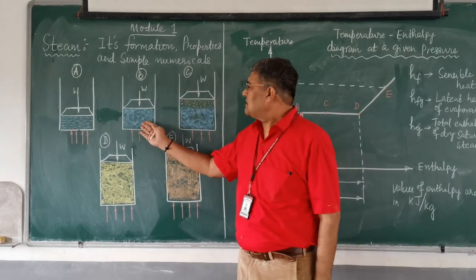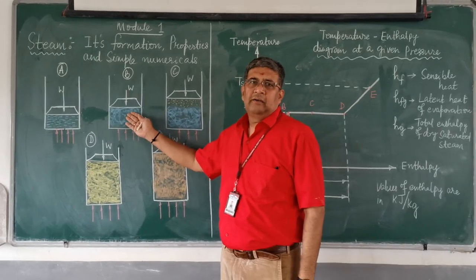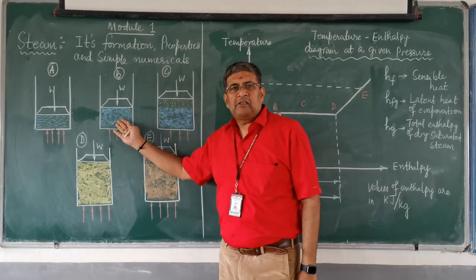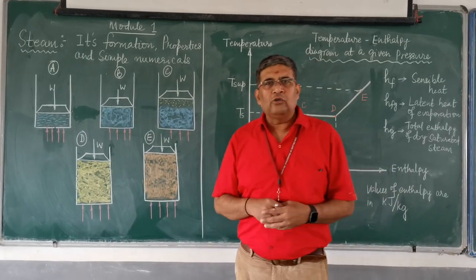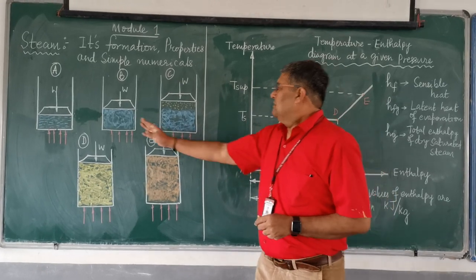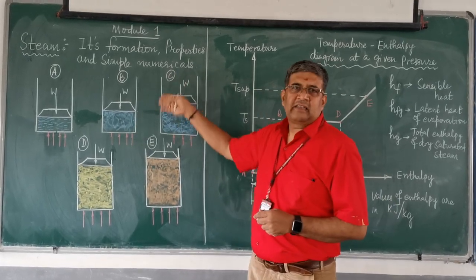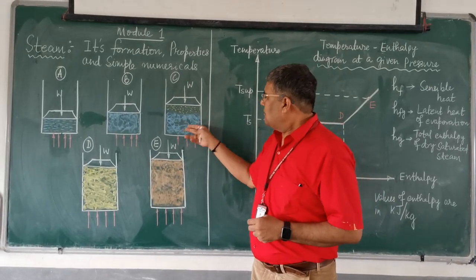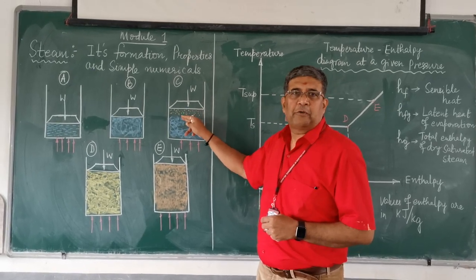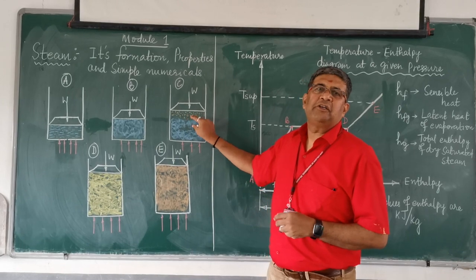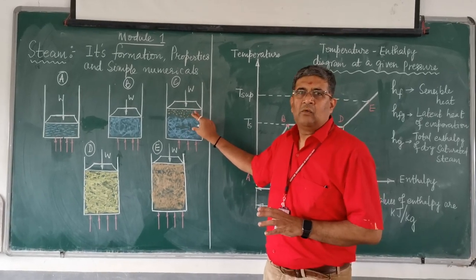Okay, so when we further start adding heat to the boiling water, there is steam generation. Water slowly starts getting converted into steam. In sketch C, we see that there is some water which is still boiling, and some steam which is also produced. So this is a mixture of steam as well as water.